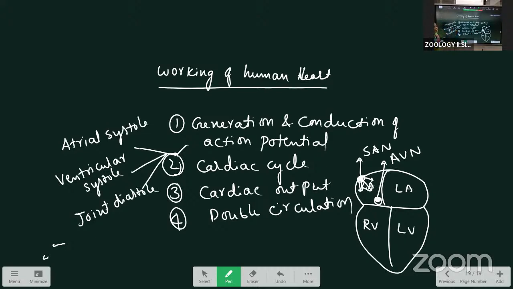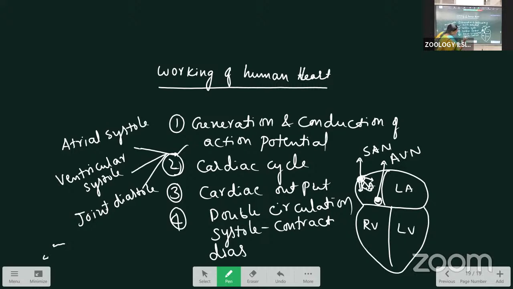What about systole and diastole? Systole means contraction. Contraction means the muscles contract. Contraction is also called systole. When muscles contract, that we call systole. When muscles relax, that we call diastole. Muscles relaxed is called diastole. Muscle contracted is called systole.